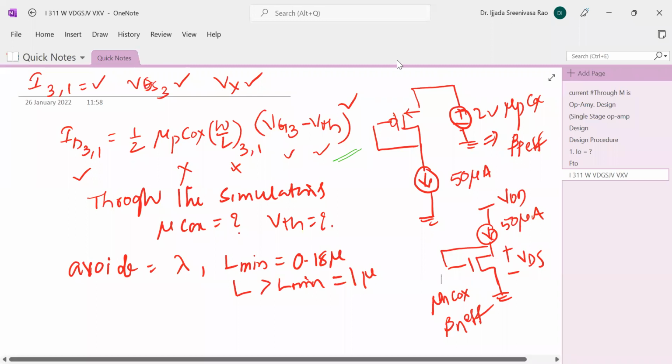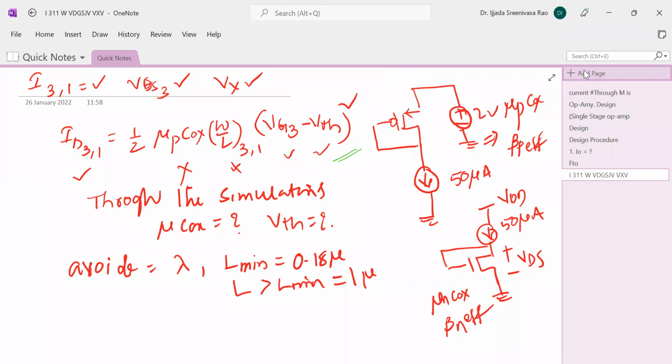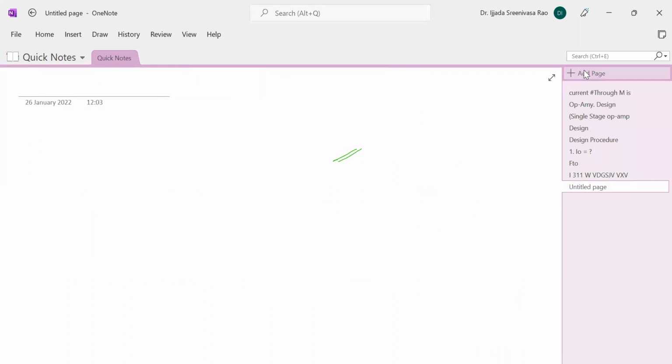So understand these assumptions. Okay. So now I will continue. This second step is going on. Through the simulations, we got the Cadence beta effective value. Beta P effective value is equal to 600 micro. Okay.